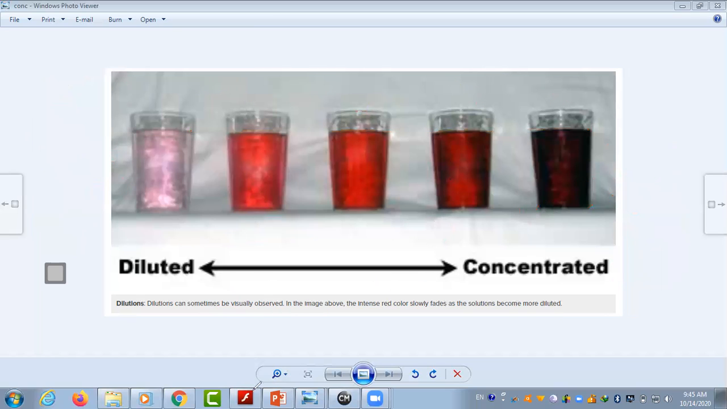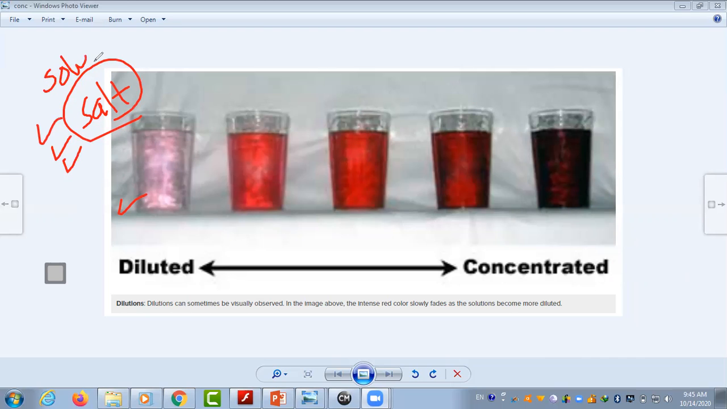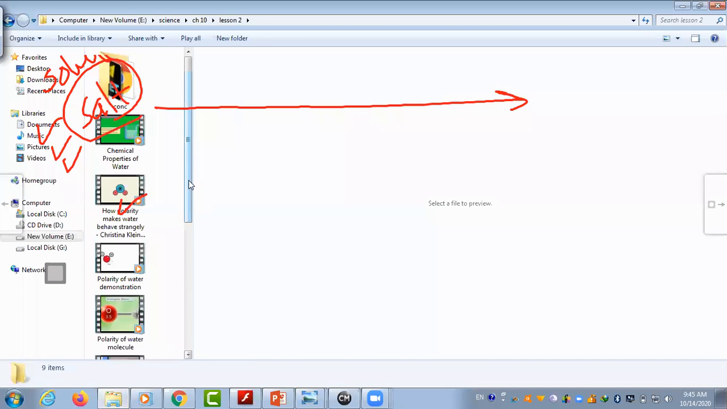You can do the same thing by yourself using salt. It is not necessary to use colors. If this is water and we add salt or sugar to it, the salt is the solute and the water is the solvent. As we increase the amount of salt, the solute, we are increasing the concentration, okay? Let us see this video first before we move to a second point.